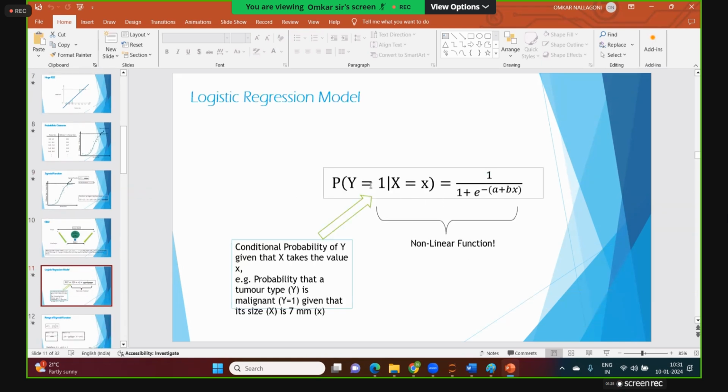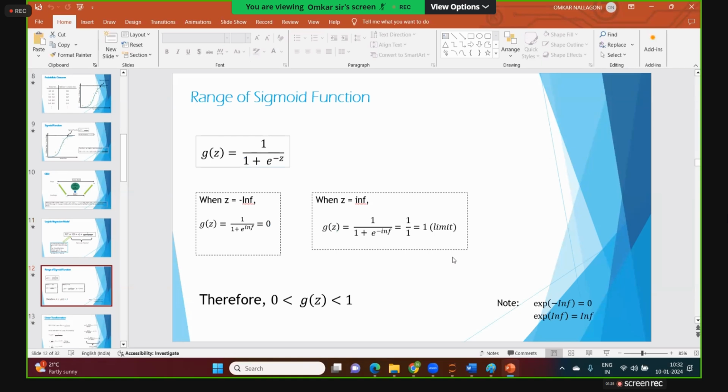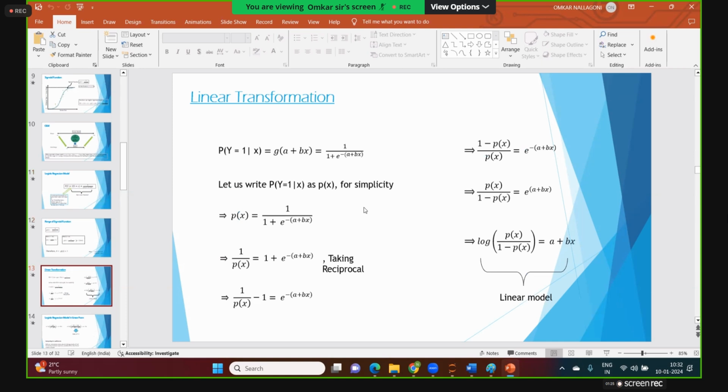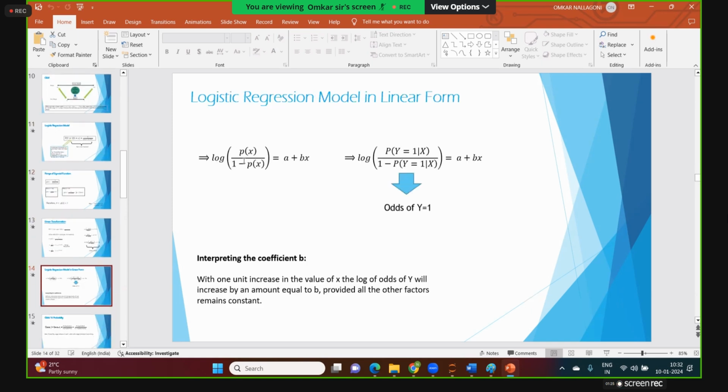And then the logistic regression model is like this: probability of getting success, Y equal to 1, meaning it concentrates only on the success. 1 by 1 plus e power minus the regression equation. This entire thing is called which function? Non-linear function. This linear transformation is the mathematics we just did, converting the non-linear transformation to a linear transformation. And finally, we get log of p by (1 minus p) equal to a plus bx. And this is called what? Log odds ratio. And that is called the interpretation.